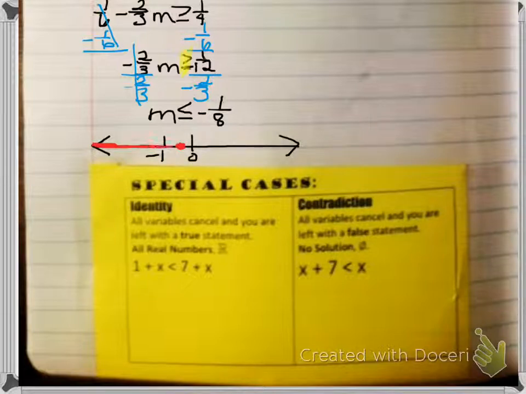-1/8 is between 0 and -1, so I'm going to put my point between there. I'm going to use a closed dot and shade to the left. Alright, let's do one more example.